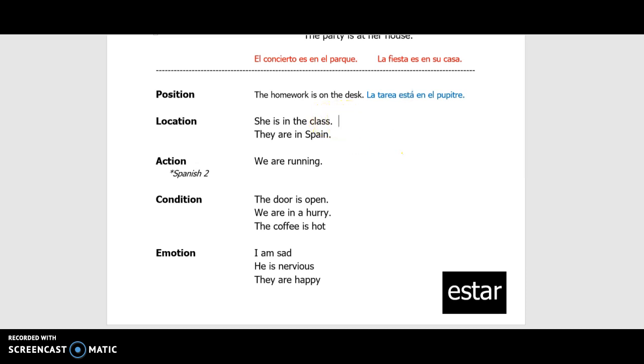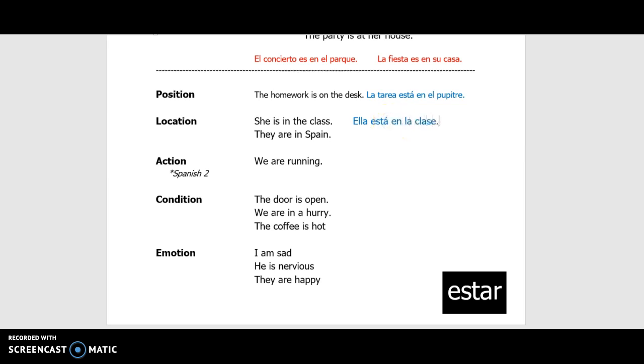She is in class. Okay. So we're talking about where she is currently located. Ella. Okay. Está. Okay, it's where she's located. I'm gonna make this a little bigger so it matches everything else. Boom. Copy that one for the next time. Ella está. Okay, where is she?